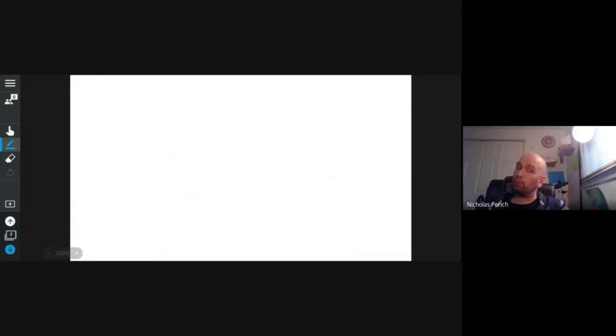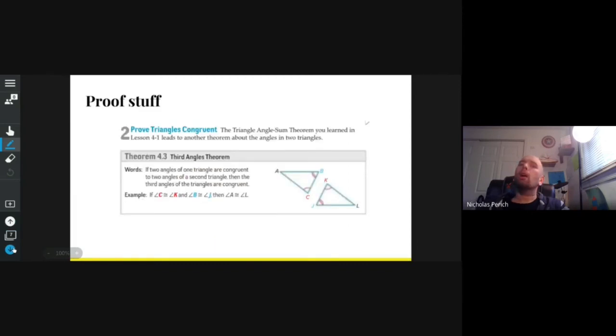Speaking of proofs, if I want to prove triangles are congruent, the triangle angle sum theorem says that if I have two angles on one triangle and two angles on the other triangle, then it must be the case that this angle and that angle are going to be equal to each other too. So let me reword that.